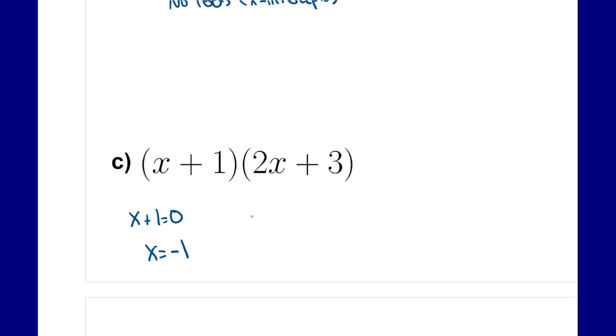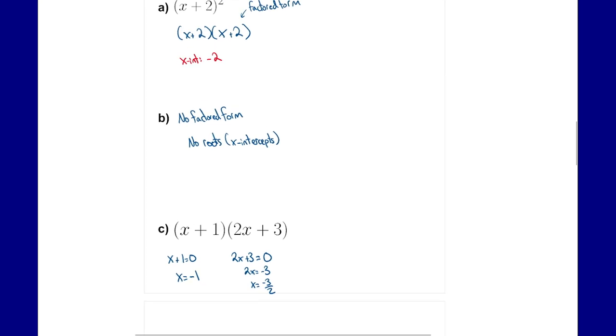The second one is a little bit harder. 2x plus 3 equals 0. Move the 3 over. I get 2x equals -3. Divide by 2, I get x is equal to -3 over 2. So those are my two x-intercepts for this quadratic, or this parabola, or this expression.